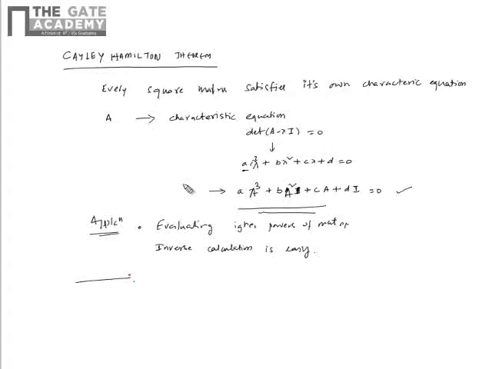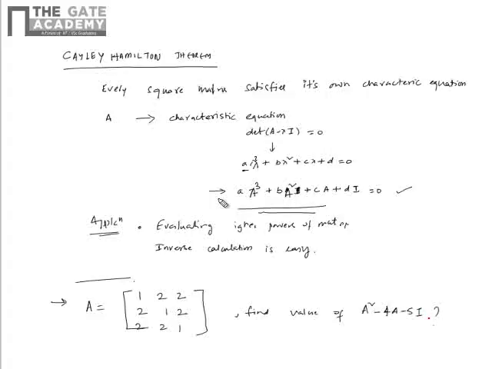Okay, so now let's take a small problem. If matrix A is given as 1 2 2, 2 1 2, and 2 2 1, find the value of A square minus 4A minus 5I. You need to find out the value of it. So let's see what this means.